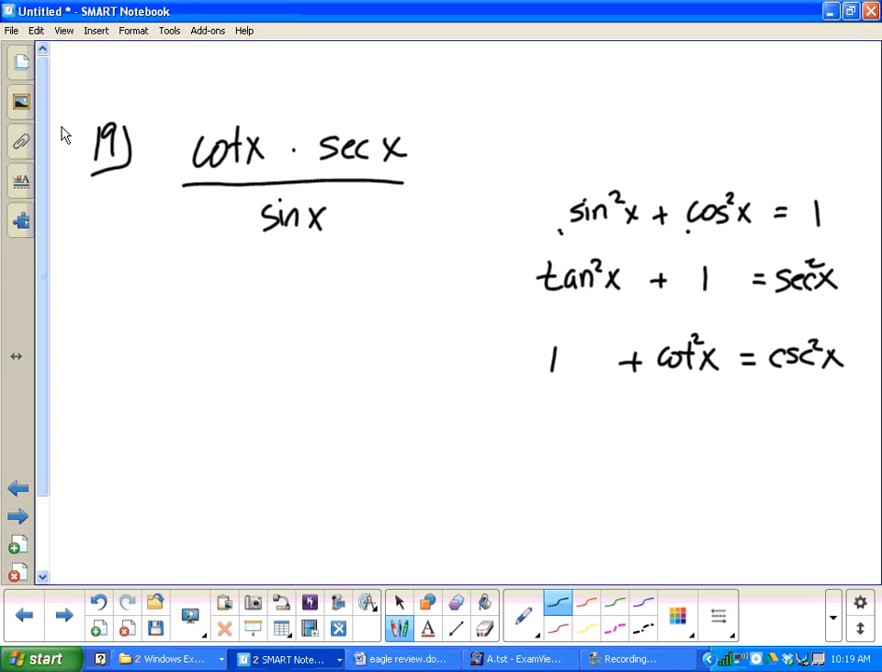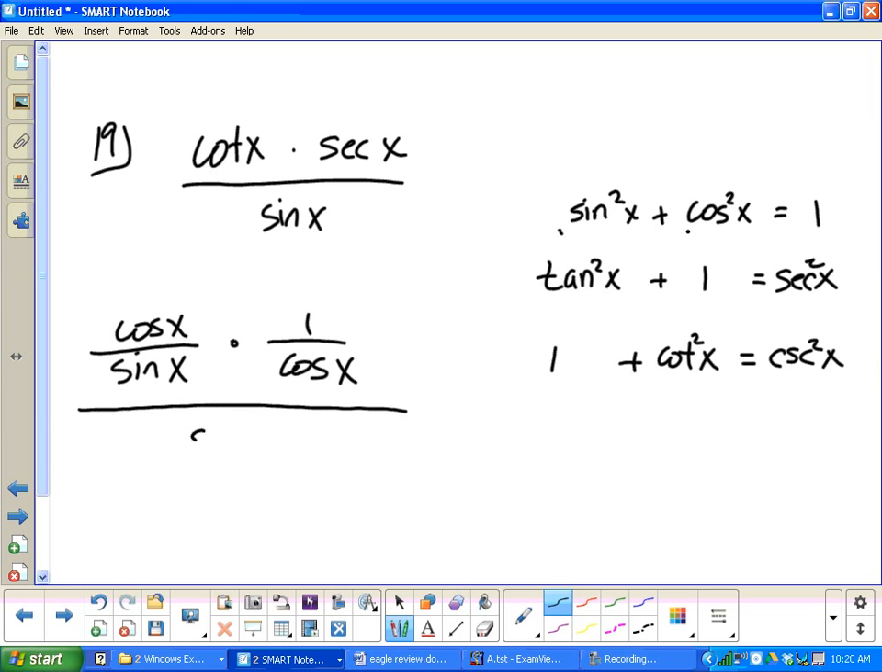All right, now this one, no squares, no ones. I think this one doesn't use any of them. But let's see what we can do. If we don't see any Pythagorean identities and we see multiplication, we'll change everything to sine and cosine. Remember we can always change division into multiplying by the reciprocal. Now, cotangent is cosine over sine, and secant is 1 over cosine. We've got all this over sine.